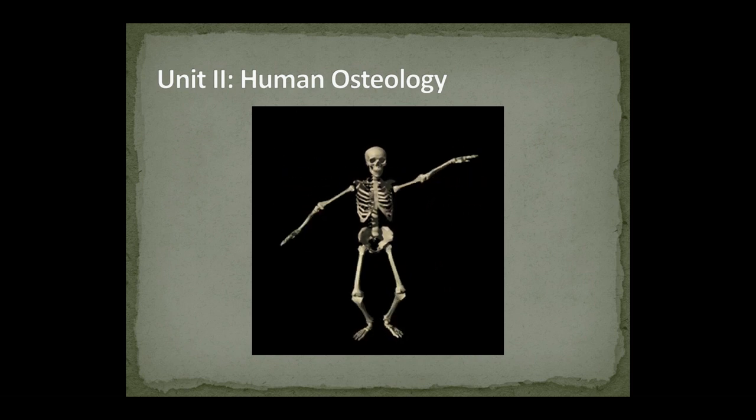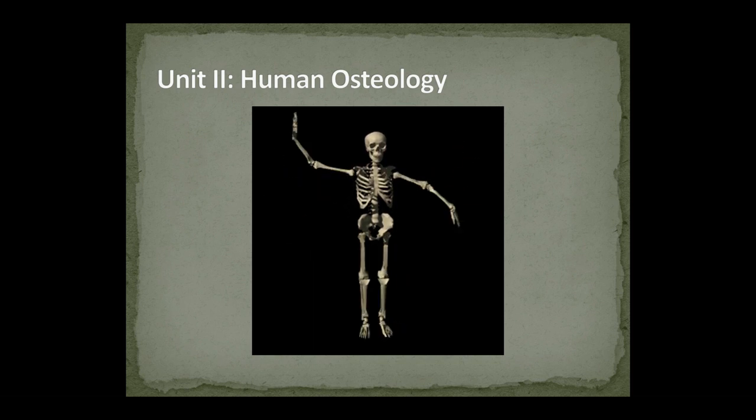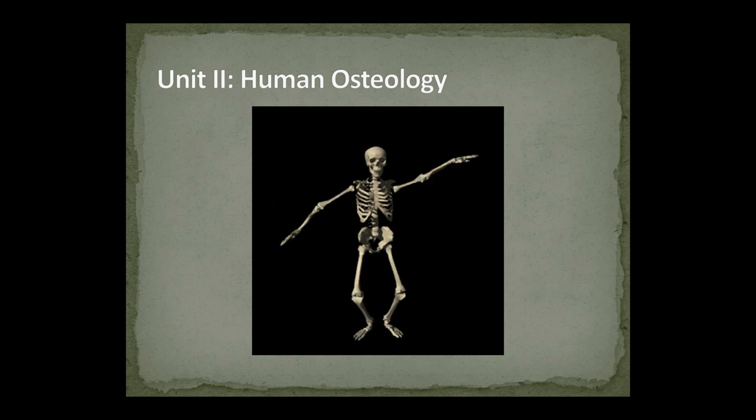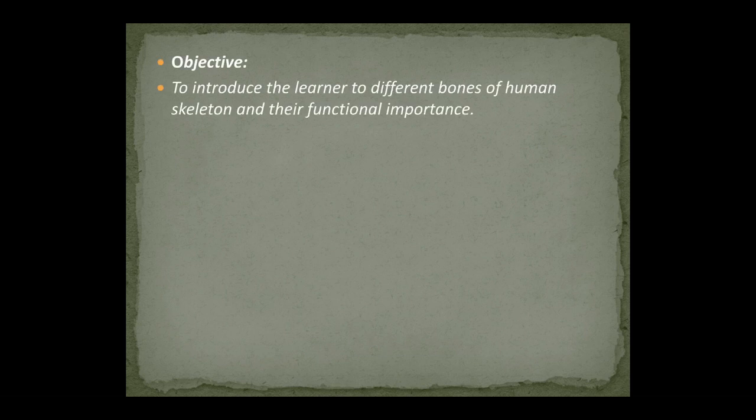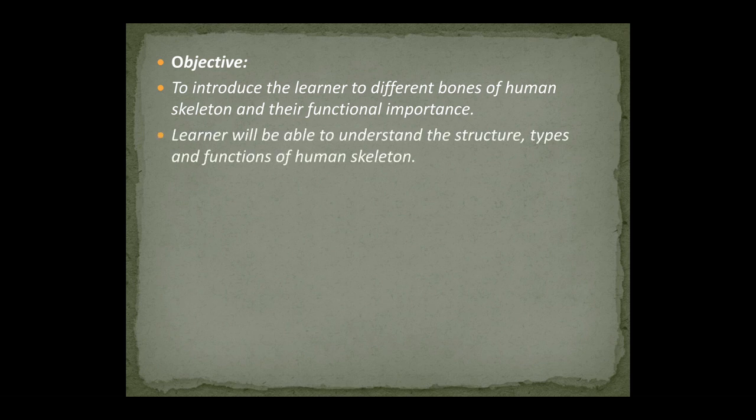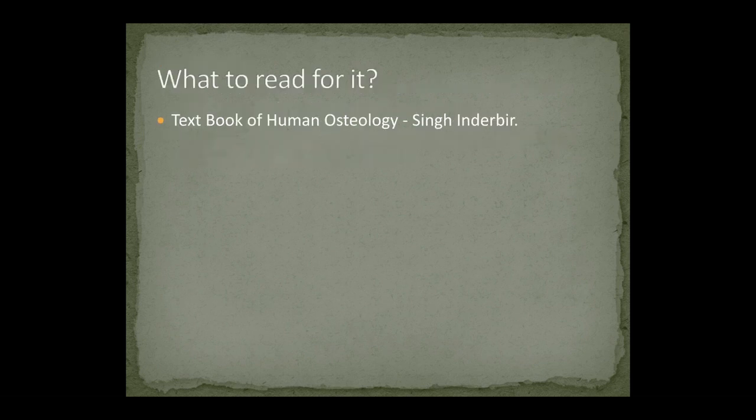Okay, now the second unit is about human osteology. Human osteology is basically the study of the human skeleton or human bones. In this unit, the objective is that the student should learn about different types of bones of the human skeleton, their structure, their composition, what are the different types of cells involved in formation of bone, what happens when a bone fractures, how it repairs itself, or what we call regeneration of bone, and the function of the bones. So you will be understanding the structure, the types and function of the human skeleton.